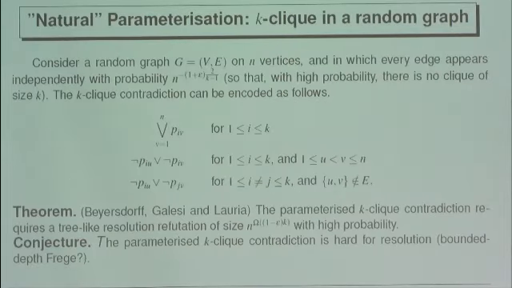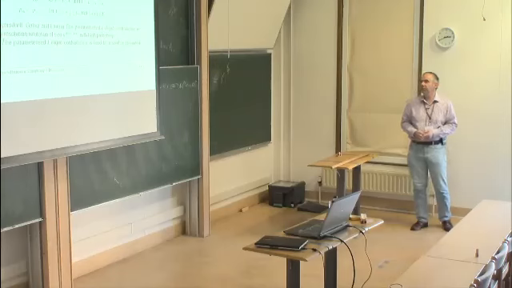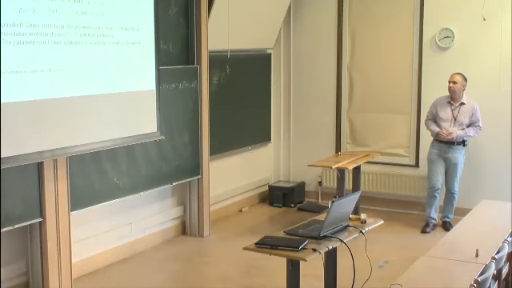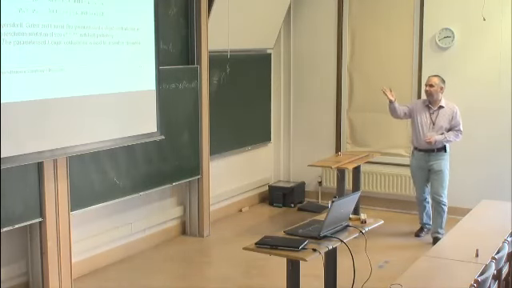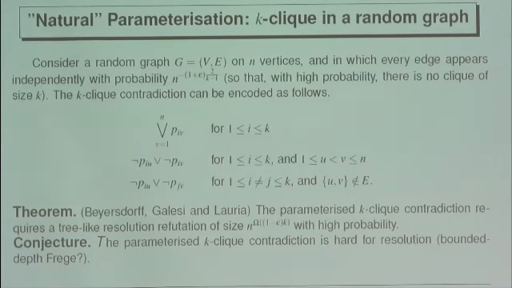So it was very important to find some kind of contradiction or many contradictions in which the parameterization comes naturally. And well, those contradictions found by Olaf Beiersdorf, Nicola Galesi, and Massimo Lauria, they are the k-clique in a random graph.